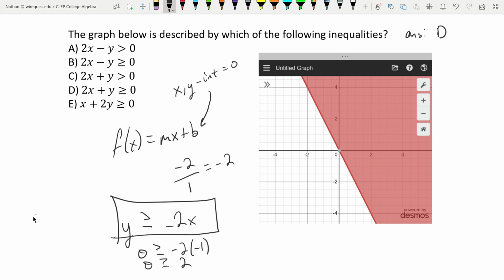And this is the same thing. Let's just go ahead and move it over. We get 2x plus y greater than or equal to 0. That's going to be C. Or no, not C, D here.